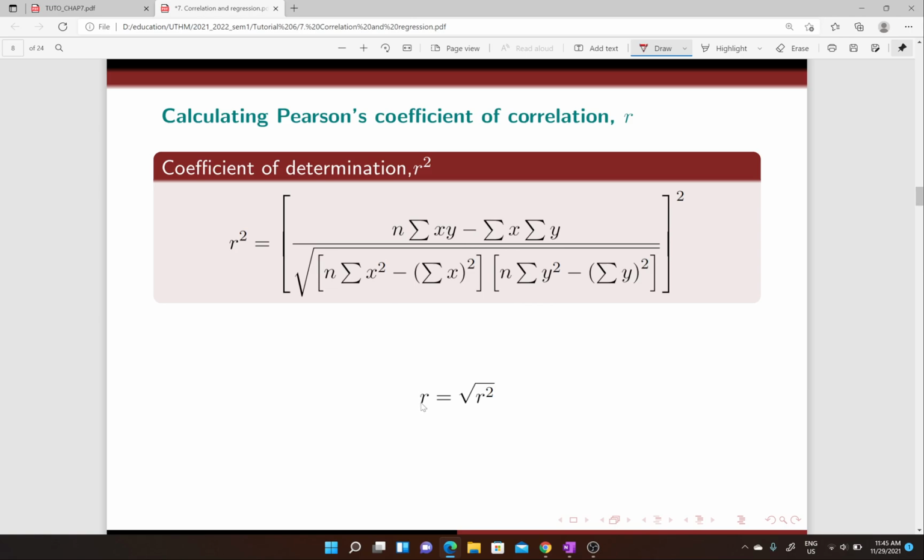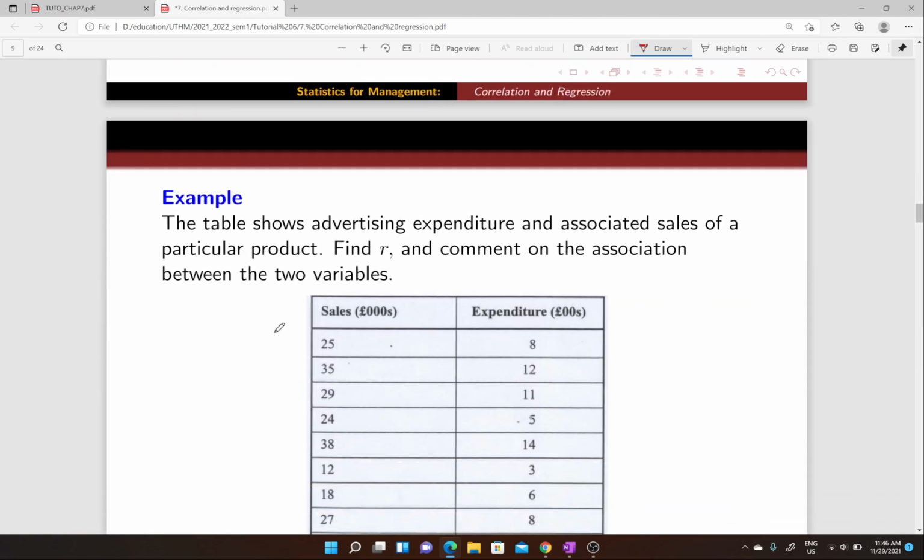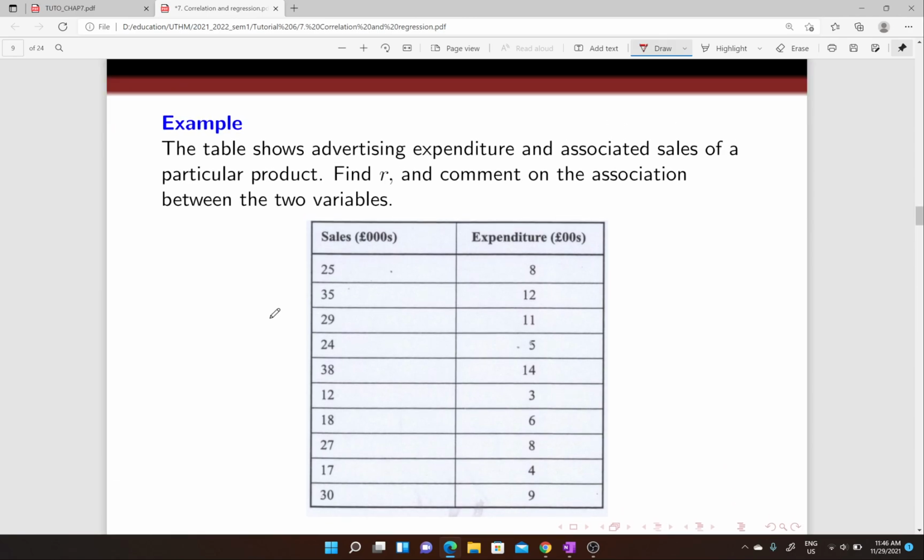Now, to find the R coefficient, the Pearson coefficient, you just take the square root. When you take the square root, remember you will have plus or minus, and you have to choose the sign according to your scattered data. If your scattered data goes up like this, you put a plus. If the pattern goes down, then you put a minus. Now look at this example here, just have a read.